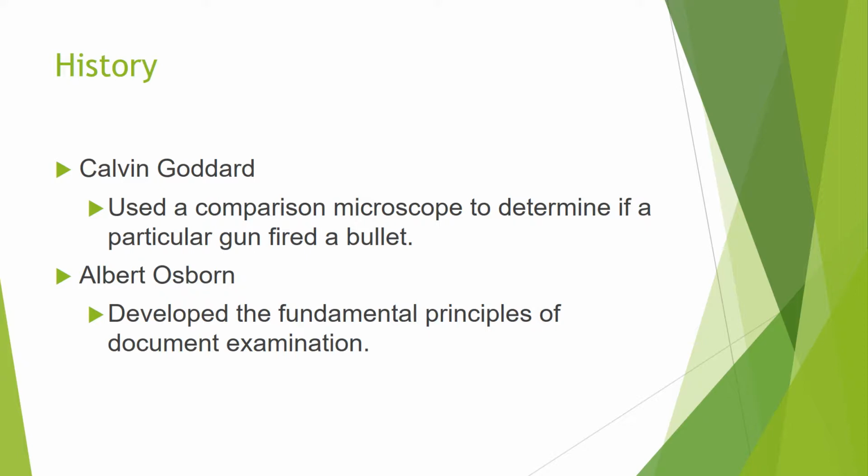Calvin Goddard used a comparison microscope to determine if a particular gun was fired and if that gun fired a bullet. This U.S. Army colonel refined the techniques of such an examination by using the comparison microscope.